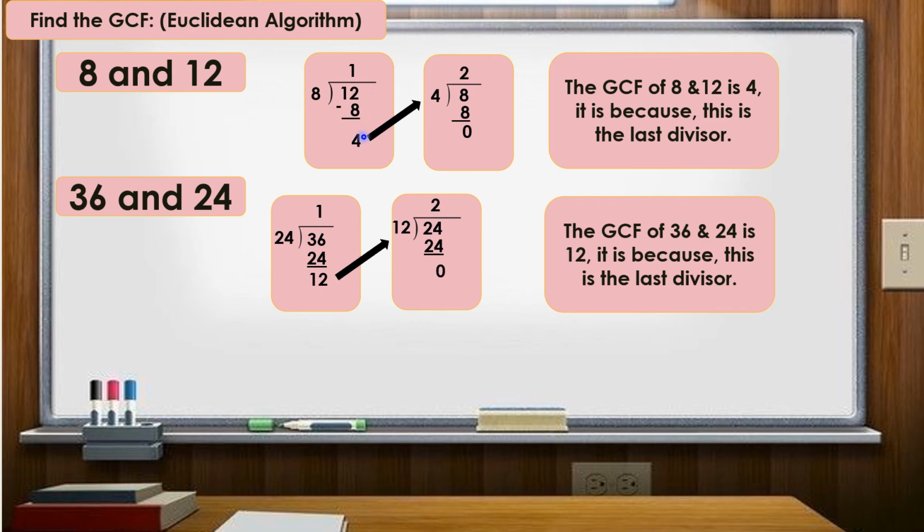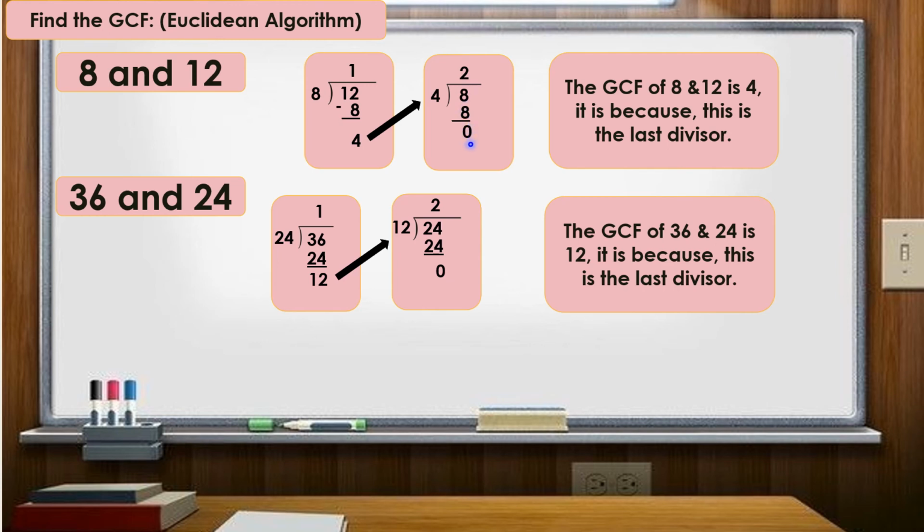But here in Euclidean algorithm, on the next division part, you need to make that remainder your new divisor. And then the previous divisor will become the dividend. As you may see, 8 here, you just put 8 there. Okay? So after that, you divide again. And you need to get a 0.